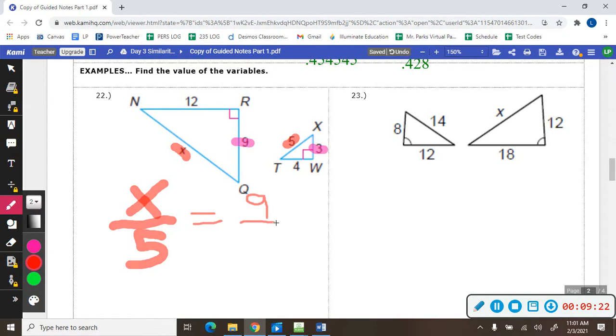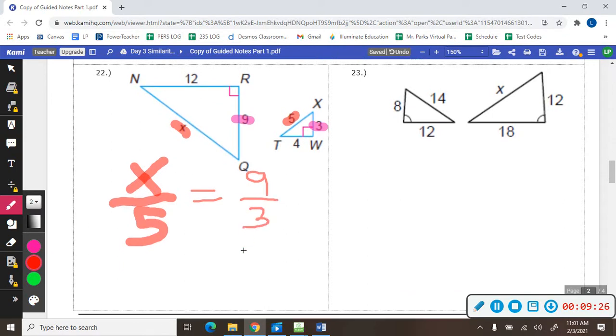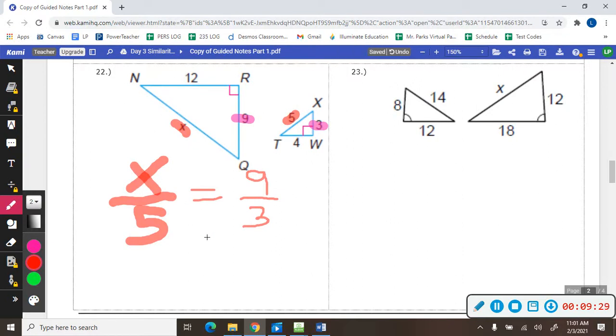And we already know that they're proportional because we know these triangles are similar. From there we cross multiply, we get 3x. 9 times 5 is 45. And then 45 divided by 3 is 15. So I think this side is 15. There's probably an easier way.